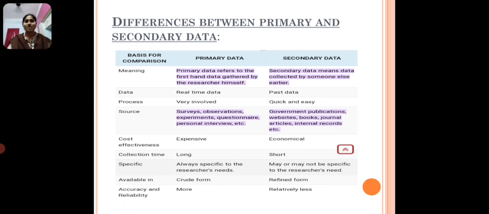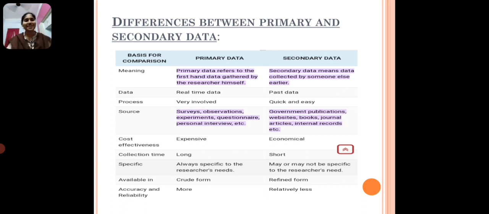So next, the cost effectiveness. Primary data is very expensive, whereas secondary data is economical. Right? If you want to collect primary data, it's very expensive to collect it, as we have to put in the effort. Maybe we have to hire a team for it, or we have to do it ourselves. Whatever it costs, it is expensive compared to the secondary data, whereas secondary data is very economical and very easy to collect, in fact.